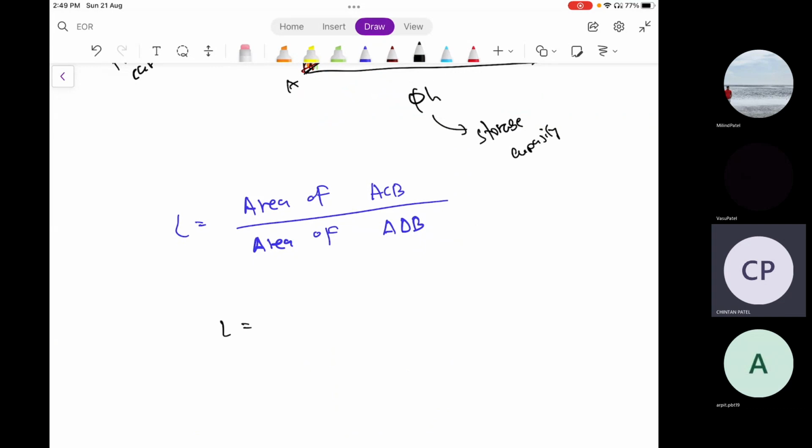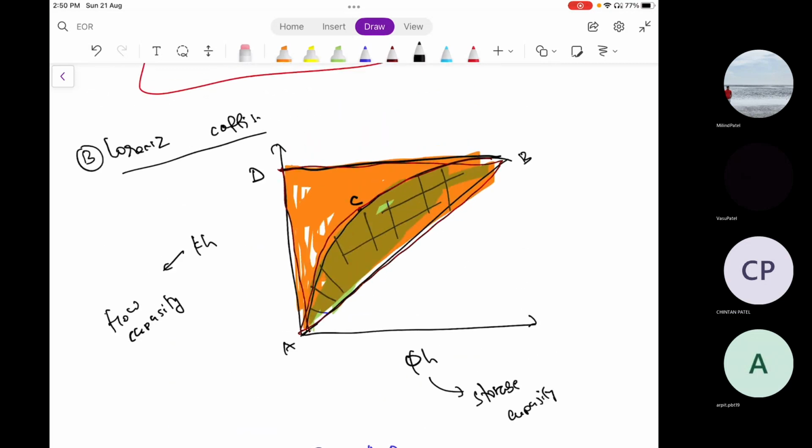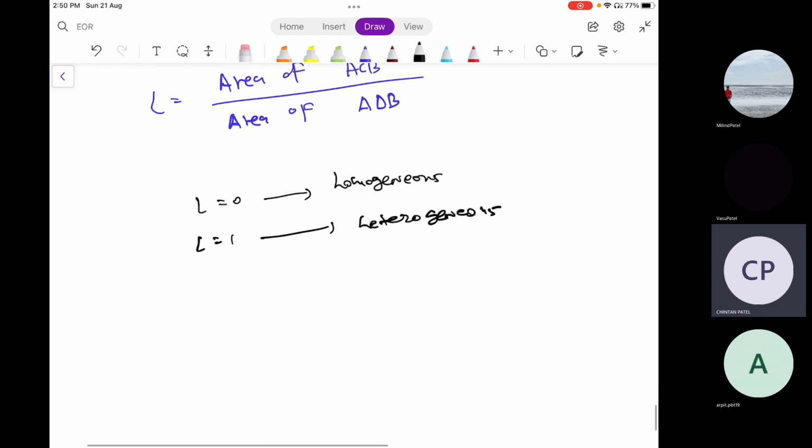And again, L is equal to 0 means a homogeneous reservoir. And let's say L is equal to 1, this means a heterogeneous reservoir. In case of a heterogeneous reservoir, you are going to get the curve something like this. Then your area is near to 1. You can say that is heterogeneous.